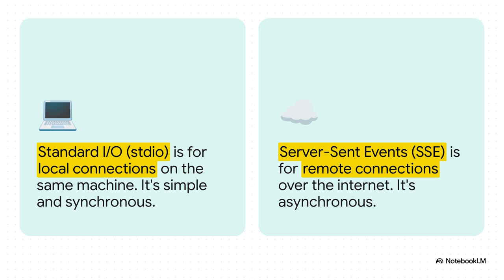Now, how they actually talk depends on where they are. If the client and server are on the same machine, they just use what's called standard I/O. It's super simple, super fast. But if they're talking across the internet, they switch to something called server-sent events over HTTP. That one's a bit more heavy-duty, built to handle lots of different things happening at once.